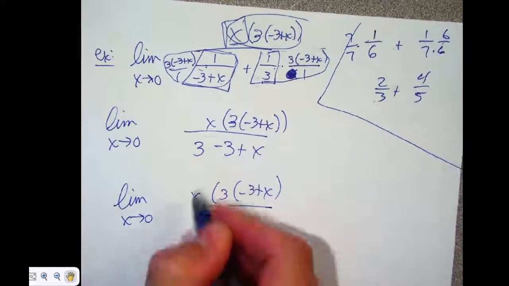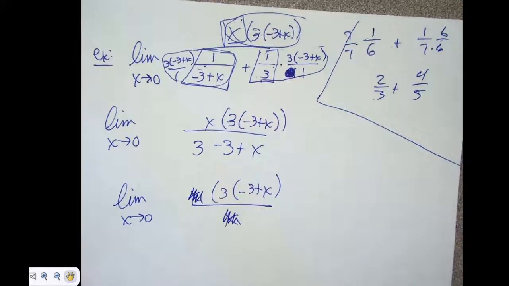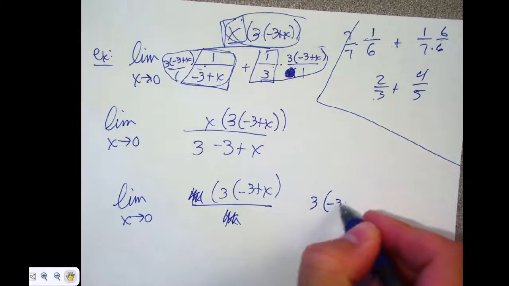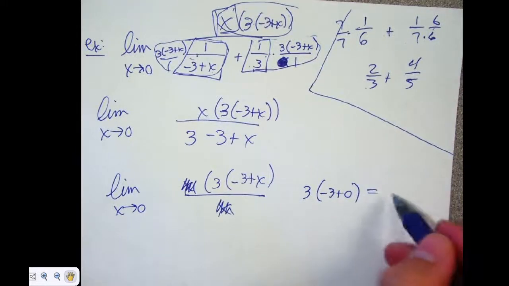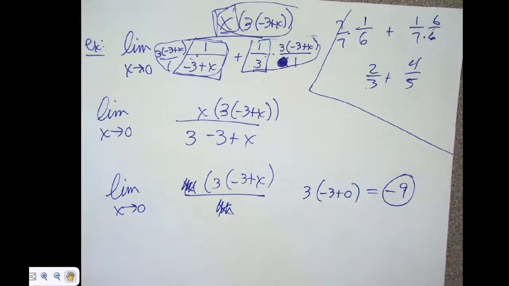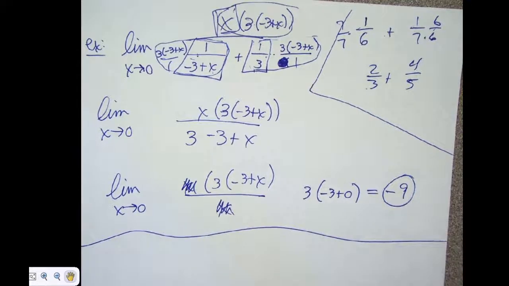Once you just have an x, you can do that. And now I can plug in my number that I wanted to without getting 0 over 0 and getting stuck. So now it's 3 times negative 3 plus 0. What's that? Negative 9. These are usually pretty tough for people. We'll go through certainly more than one.